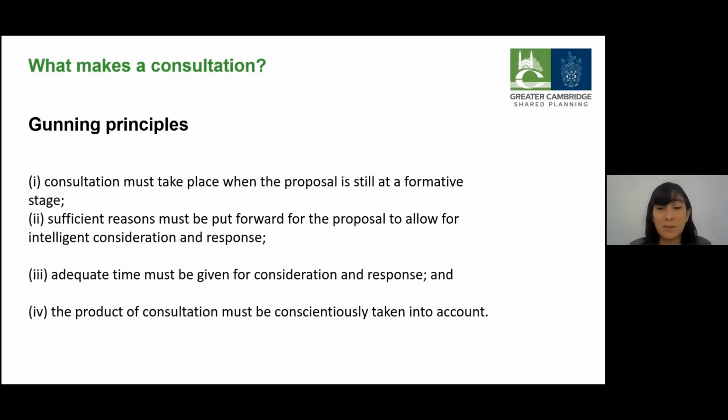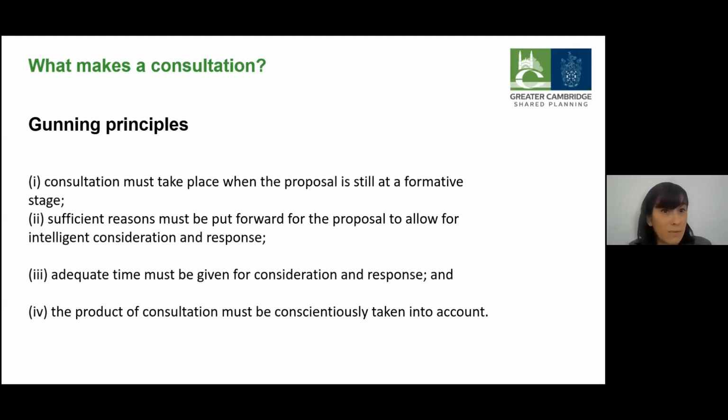And the QC who was presiding over the case, Stephen Sedley, essentially summed it up in these four principles, that these are what makes a consultation reasonable and meaningful. Firstly, the consultation must take place when the proposals are still at a formative stage, so they're not set in stone, whatever it is that you're consulting on, changes can be made. Secondly, we must put forward enough reasons for the people being consulted to respond with enough information. You can't just be asked, do you like this or that, and have no background information to be able to understand those proposals.